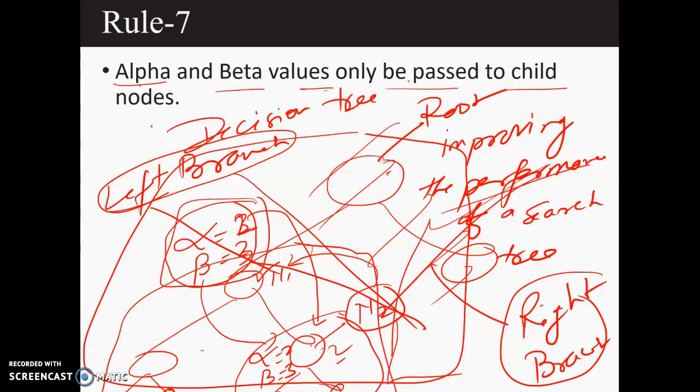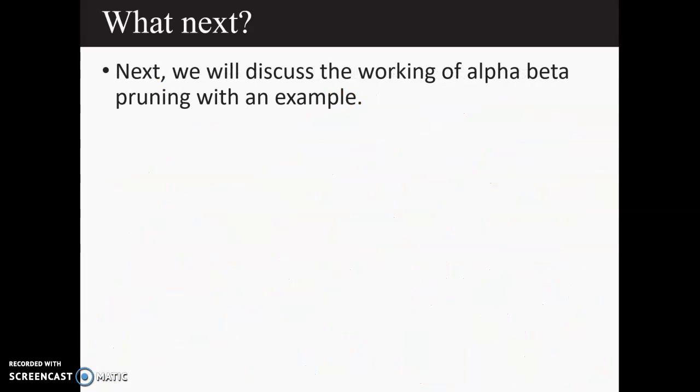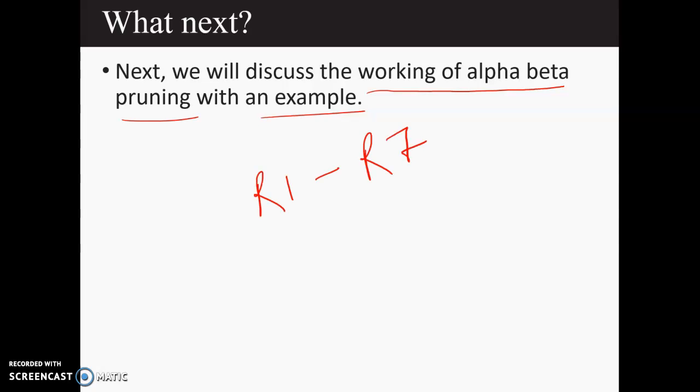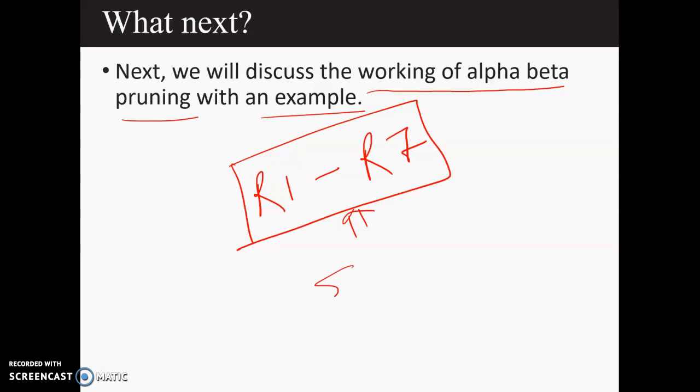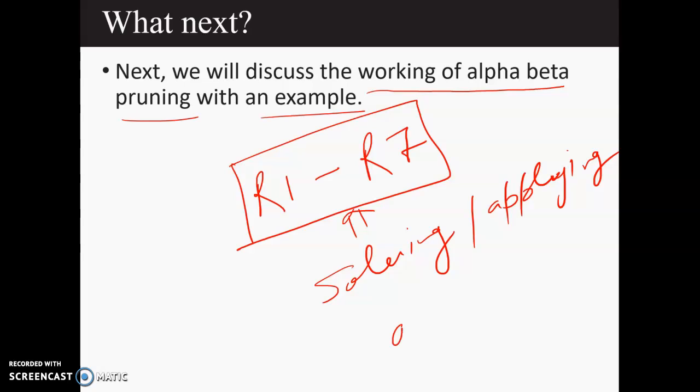In the next part, I will explain the working of alpha beta pruning with the help of an example, and I will apply rule number 1 to rule number 7 for solving the problem. So you need to keep these rules in mind if you are applying alpha beta pruning.